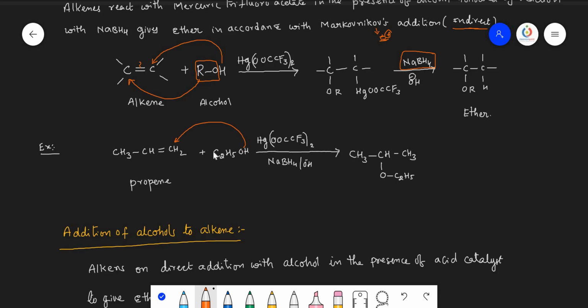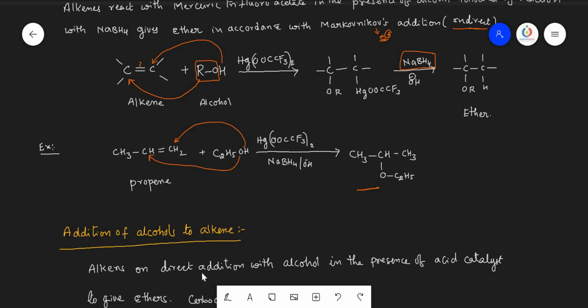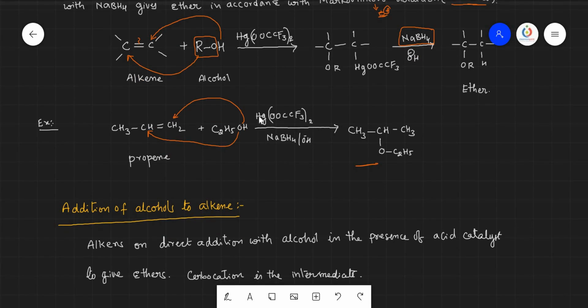That means double bonded carbon with more number of hydrogens, and oxygen to the double bonded carbon with less number of hydrogens, and we get this type of mixed ethers. And this is a good method for the preparation of mixed ethers also, according to Markovnikov's addition indirectly.